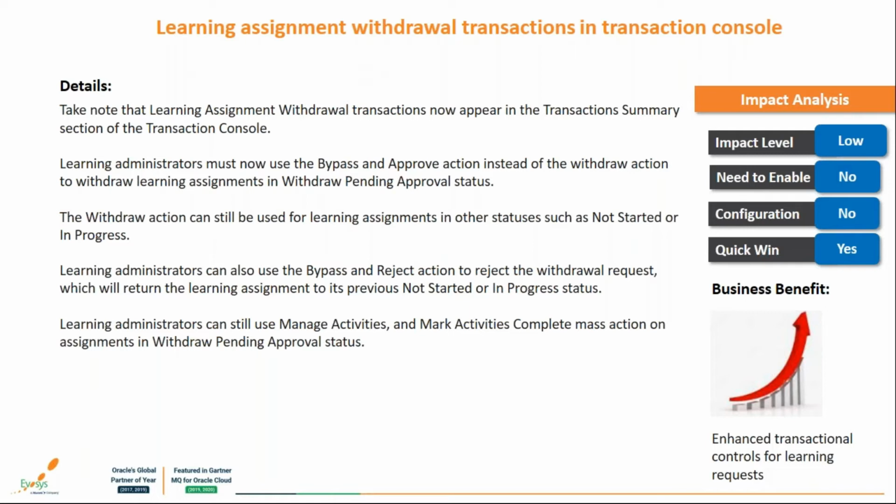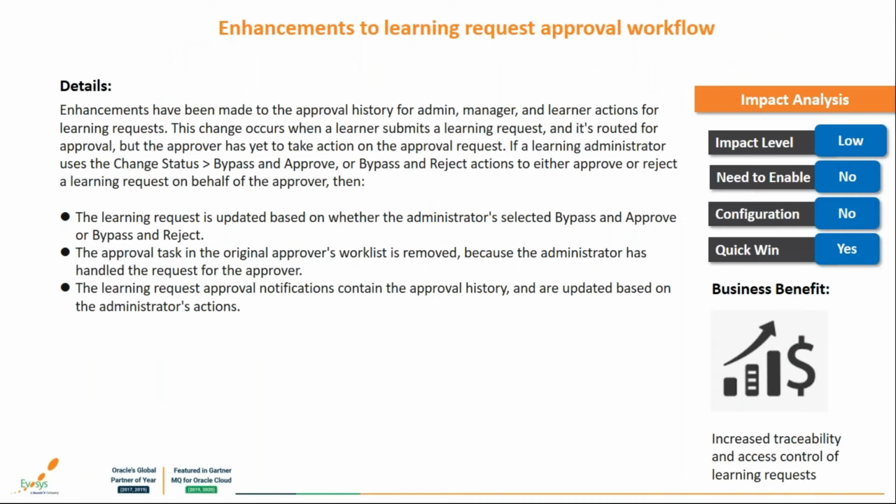Coming to the impact analysis, the impact level is low since it's basically aimed to ease out learning administrators. There's no need to enable this feature, as well as there are no configurations required in place, and it also qualifies for a quick win. Enhancement to learning request approval workflow. Now, this particular feature over here helps increase the traceability and access control of learning requests. Now, we would be able to access the minute details of a learning request from the point it's created up till the desired status of the request being bypassed or approved or rejected.